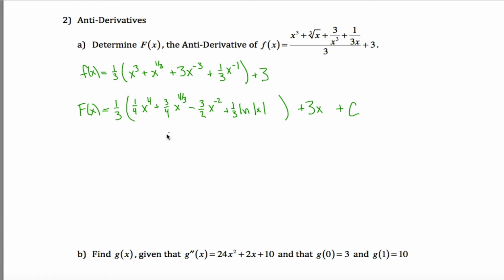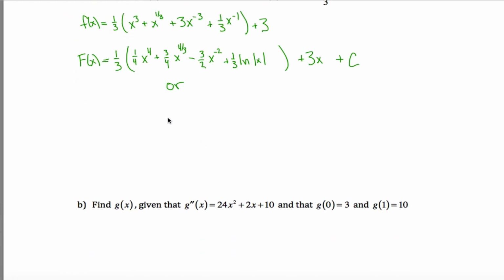Something like this is perfectly fine. You can leave your answer like that. If you're one that feels like rewriting things, hey, you go right ahead. You could call this 1/12 x to the 4th power. If you feel like it, you take this 1/3 times this 1/4. You could take this 1/3 and distribute it here to get 1/4 x to the 4/3 power.